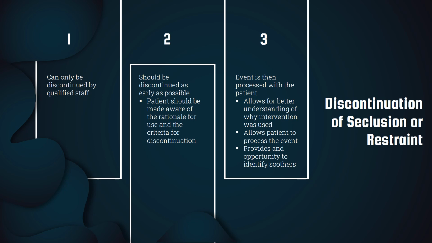Discontinuation should always happen as early as possible, and it is important to let the patient know why the intervention was used and what criteria will prompt the discontinuation. Afterwards, the event should be processed with the patient. This allows for a better understanding of why the intervention was used. It allows the patient an opportunity to process the event and provides an opportunity to identify soothers that could be implemented in the future. If at any point the processing of the event angers the individual, it should be stopped and discussed later.